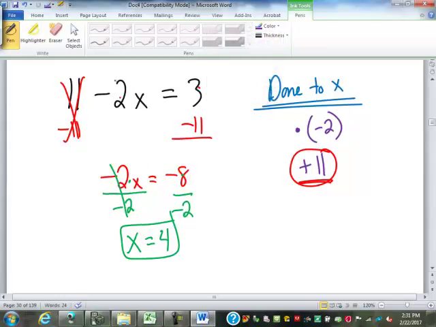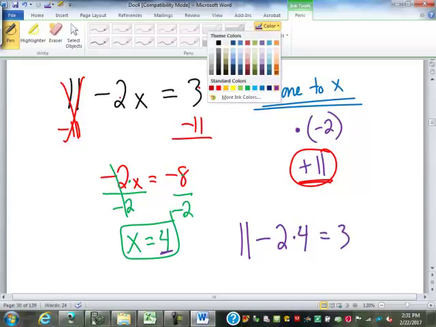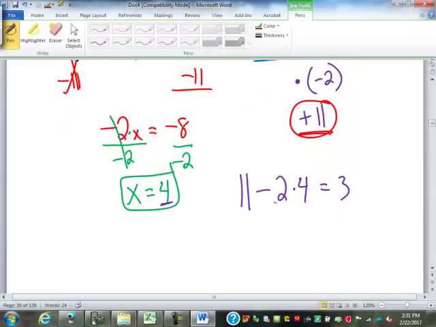So let's go back and double check to make sure it works. So 11 minus 2x is going to be 2 times 4 now instead of x, equals 3. 2 times 4 makes 8. 11 minus 8 does give us 3. So we get 3 on each side. So we're relatively sure that we have a correct answer there.